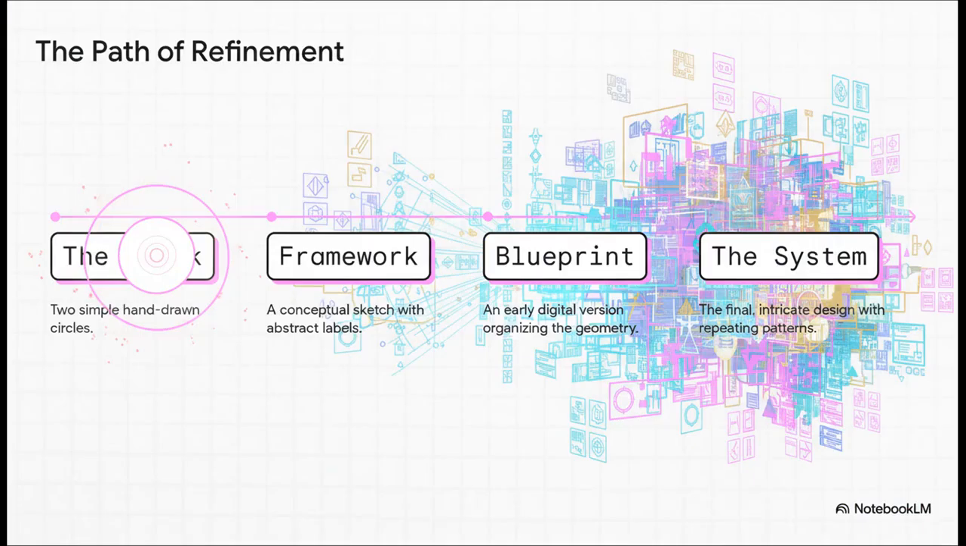You can really trace the whole path it took. It started with a spark, right? Those two little circles. That became a framework once those abstract labels were added. Then it got turned into a digital blueprint, cleaning up the geometry. And finally, that blueprint was repeated and layered over and over to create the final system.